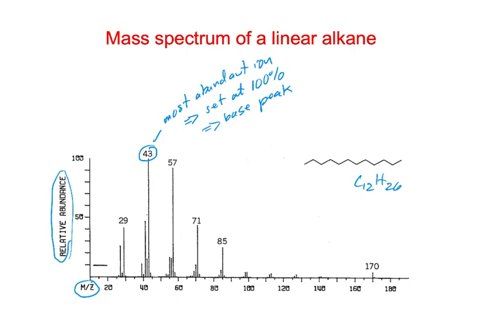Okay, so even if you had a molecule that doesn't ionize very well and doesn't fragment very well, and it has a low level of ionization, we still adjust it so the biggest one is 100%. Okay?